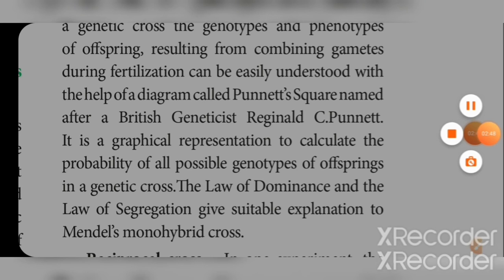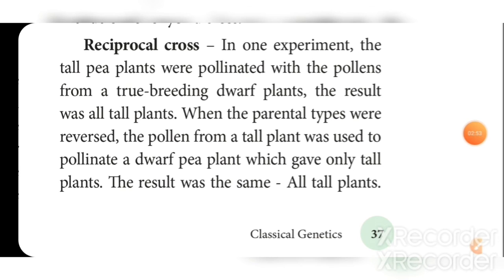Next, we are going to see about reciprocal cross. In one experiment, tall pea plants were pollinated with pollen from true breeding dwarf plants. The result was that all plants were tall. When the parent types were reversed, the pollen from a tall plant was used to pollinate a dwarf plant, which gave only tall plants. The result was the same, all tall.